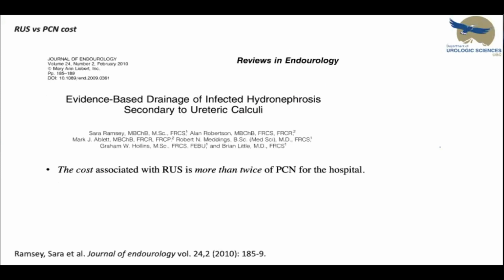When it comes to the cost, this systematic review included 2 randomized trials that compared the stent and percutaneous nephrostomy. They found that the cost associated with the retrograde ureteral stent is more than twice that of percutaneous nephrostomy for the hospitals.